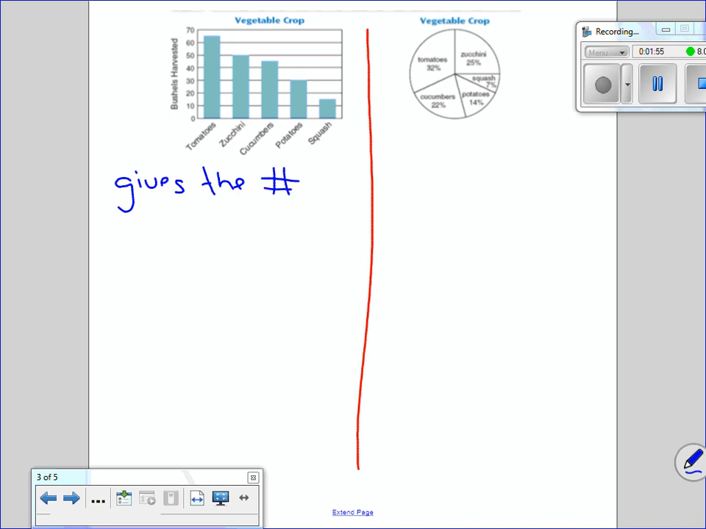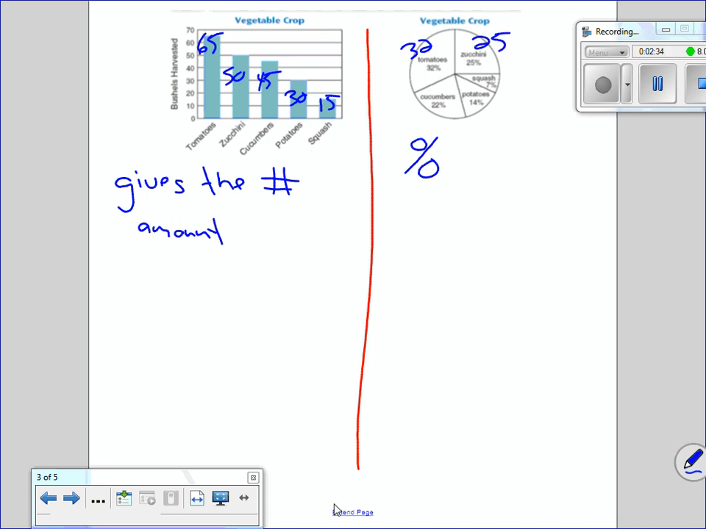That means number amount. What I mean by that is, right here I know I have about 65 tomatoes. Right here I have about 50 zucchini bushels. Right here I have about 45 cucumbers. Potatoes, it looks like I have 30, and then squash, it looks like I have about, let's say, 15, okay? But looking over here at the tomatoes on the pie chart, it deals with a percent. So it doesn't mean I have 32 tomatoes, doesn't mean I have 25 zucchini.